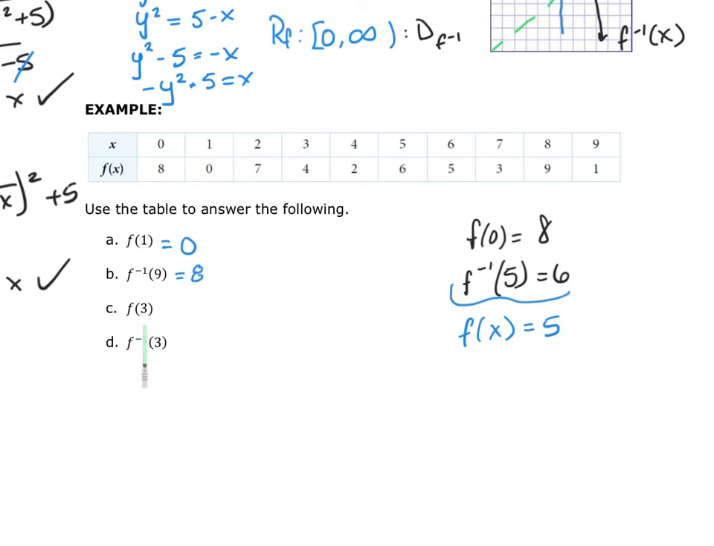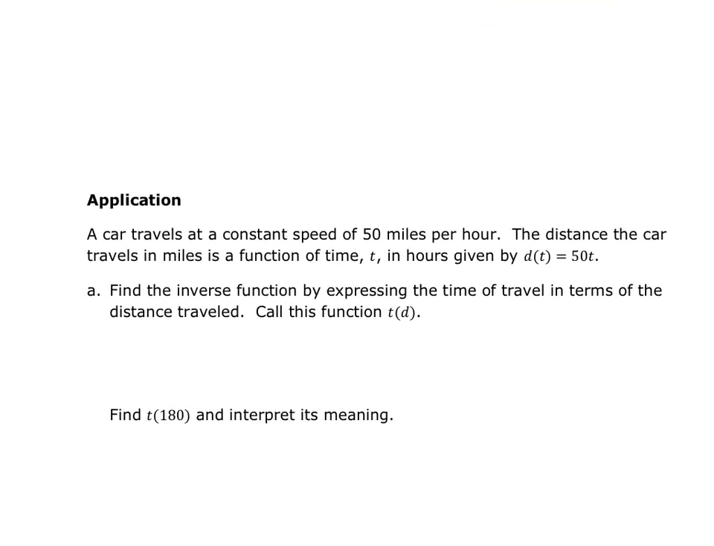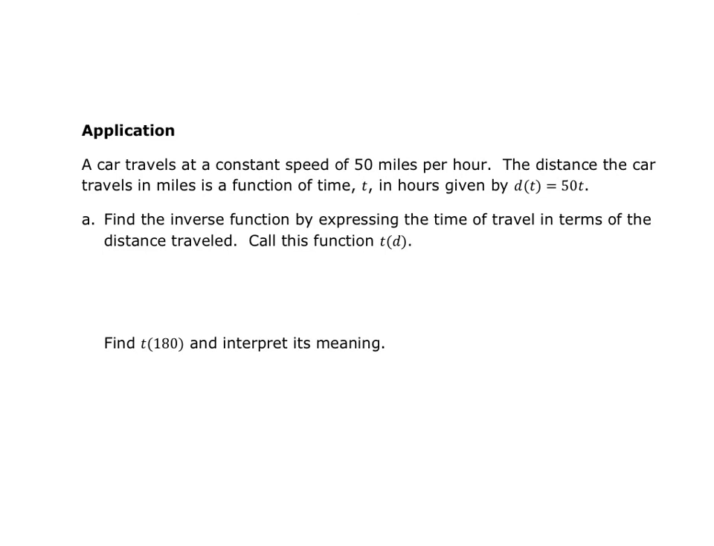And then I'm going to find f of 3. So again, I'm going to go along the x row. So if I'm looking for 3, 4 comes out. And then my last one here, I'm looking for f inverse of 3. So I'm going to go along my f of x row and look for 3. So 3 was the output, 7 was the input. So the answer to the last one is 7. Are there any questions on that? Okay, cool.